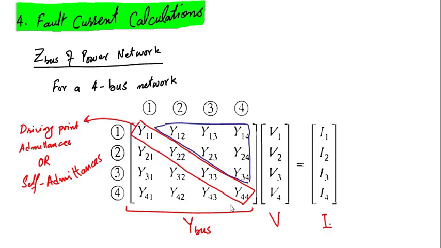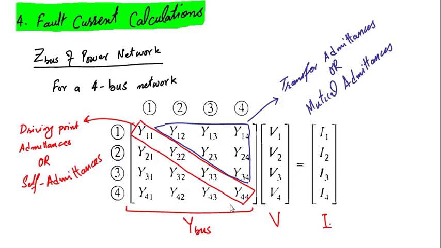Similarly we have a lower triangle. These lower triangle entries are also off diagonal entries. These are known as transfer admittances. So corresponding to driving point admittance for the diagonal, we have the name transfer admittance for these, or they are also known as mutual admittances. This name corresponds to self admittance. This Y bus matrix is symmetric, meaning the upper triangle and lower triangle are the same. So the transpose of this matrix is equal to the same matrix.